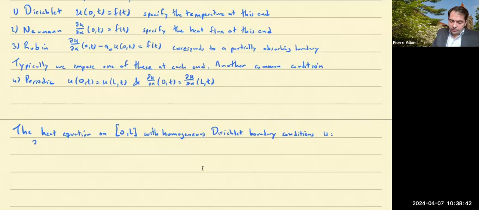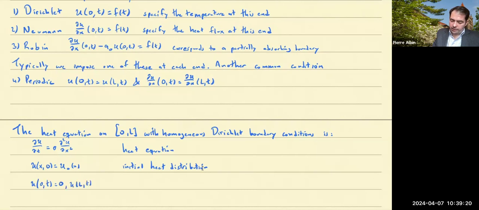Okay, so here what we would have is first the equation. So the derivative of u with respect to t is equal to sigma times the second derivative of u with respect to x. Right, so that's the heat equation. Then we would need to know at time zero what is the initial heat distribution. And then at the left endpoint for all time, you have zero, and at the right endpoint for all time, you have zero. Right, so these are the homogeneous Dirichlet boundary conditions.